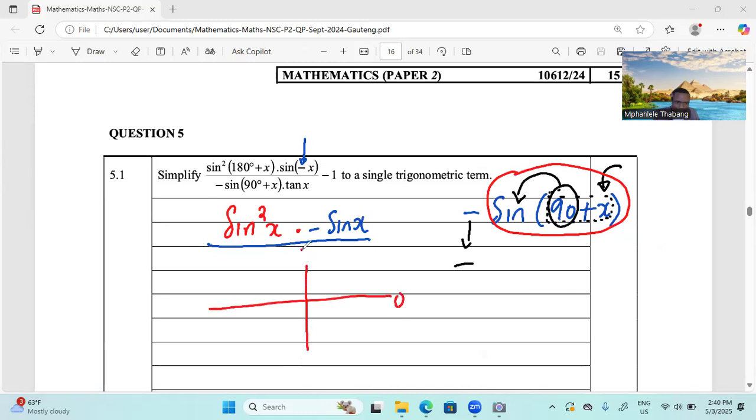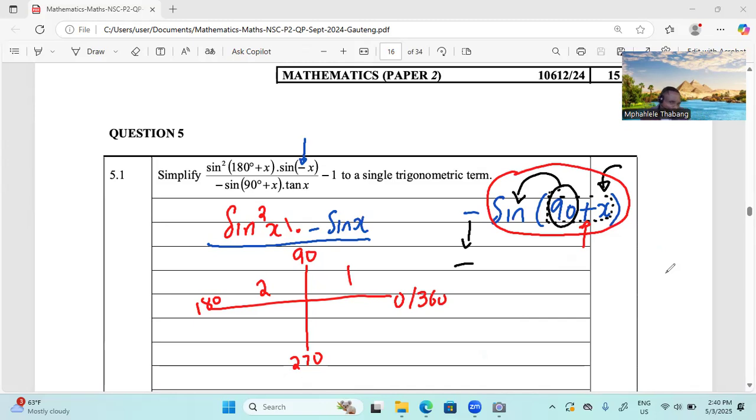0, 90, 180, 270, 360. Where is this guy 90 plus x? We notice that 90 plus x is in the second quadrant. Do not forget that I said x represents an angle below 90 degrees. So if you say 90 plus any number below 90, you will notice that you are actually in the second quadrant.